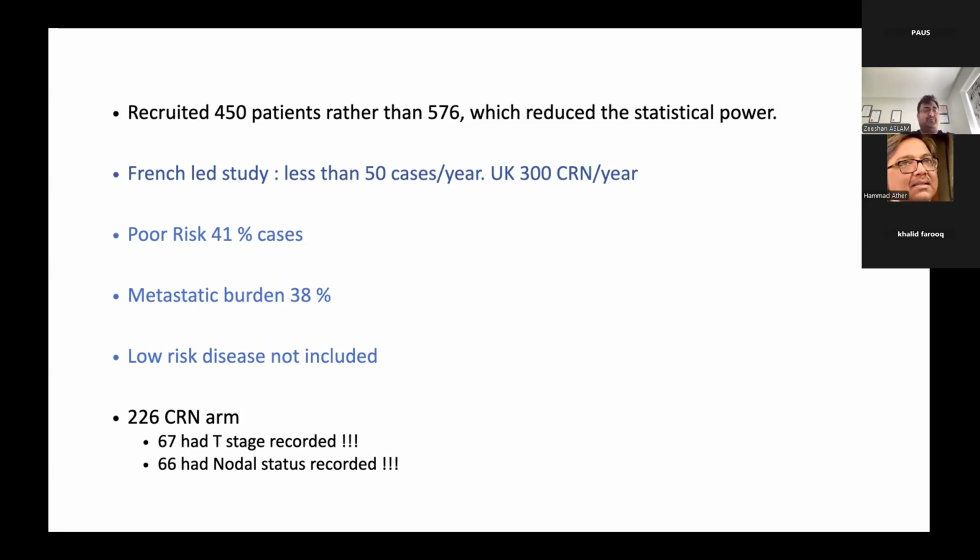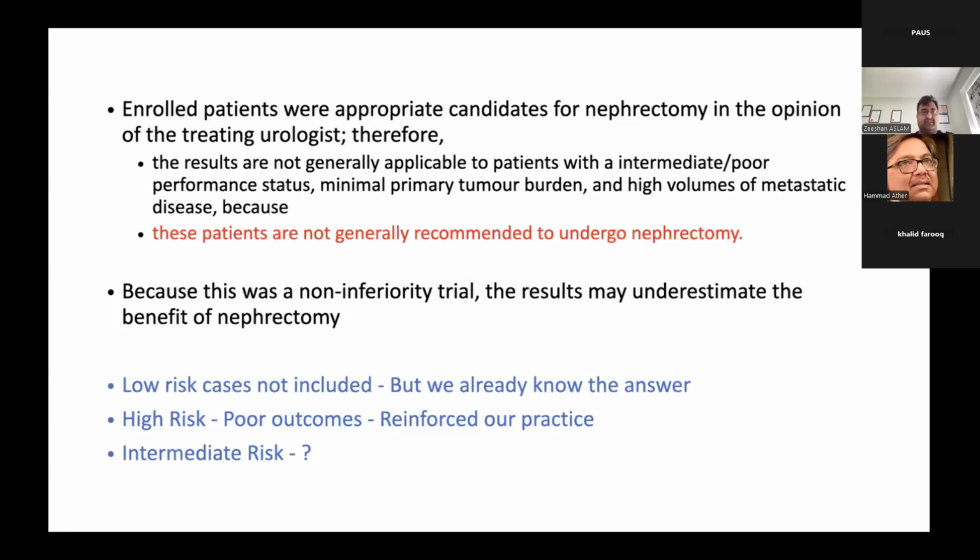The patients in this study were poor risk for about 41%, and metastatic burden was 38%, which means to start with, they had very aggressive disease who may not benefit. And low risk disease was not included. And then there were a certain number of patients who did not have T stage and nodal status recorded either.